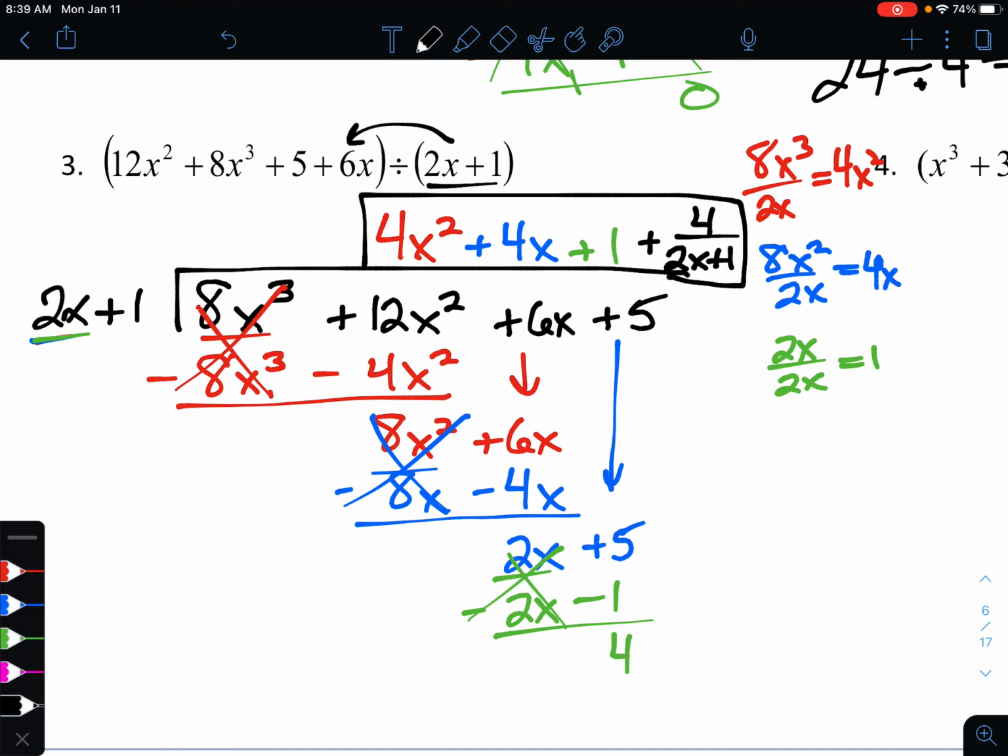Now, what that means is that 2x plus 1 is not a factor of the polynomial we're dividing it by, which was the 8x cubed plus 12x squared plus 6x plus 5.